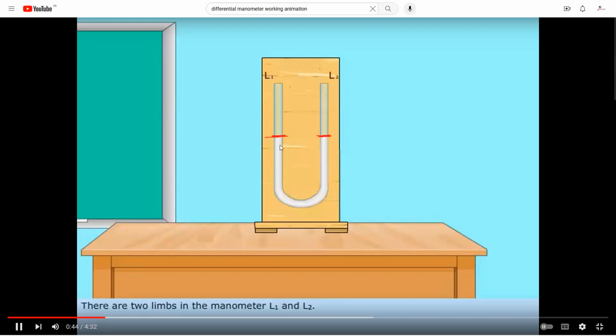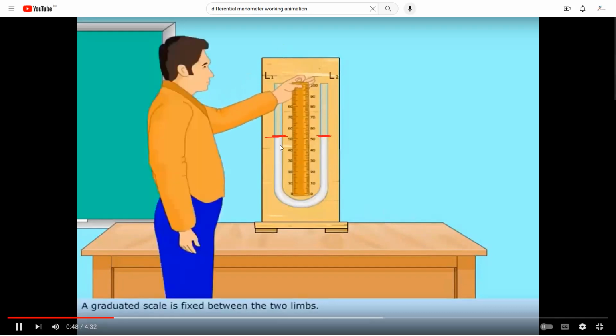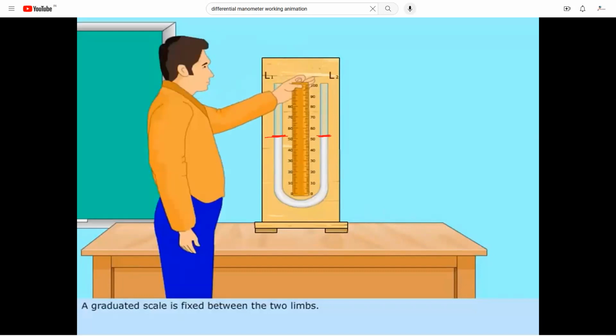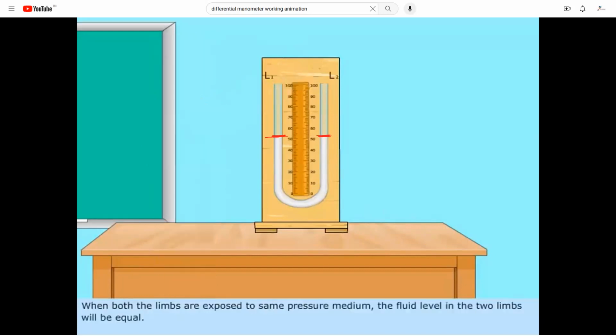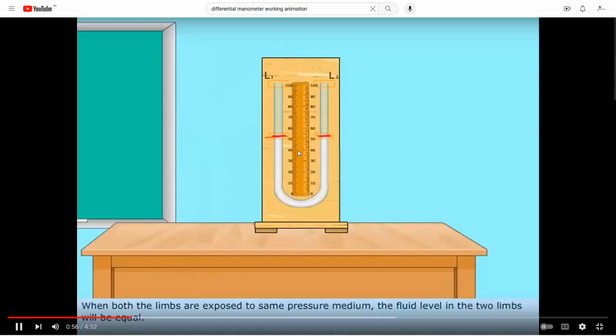A graduated scale is fixed between the two limbs. When both the limbs are exposed to the same pressure medium, the fluid level in the two limbs will be equal. Now, my question to you: are both the limbs experiencing the same atmospheric pressure or not? Yes, Mari? Sanjay?